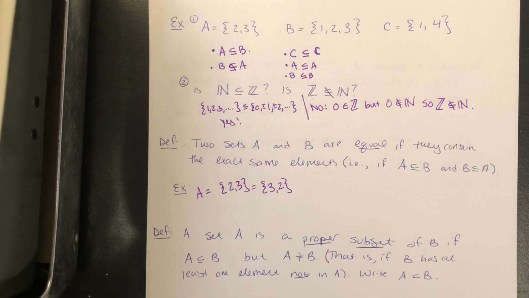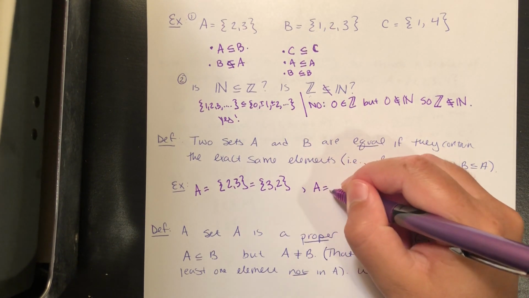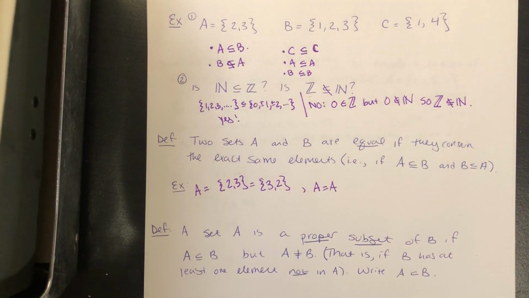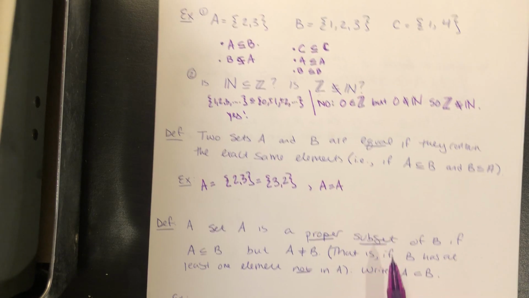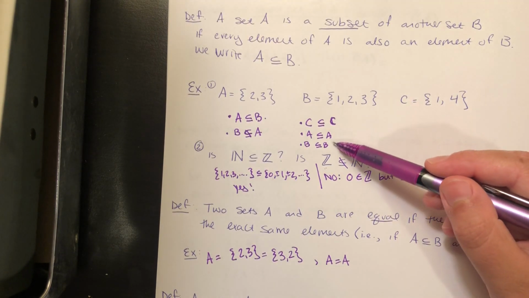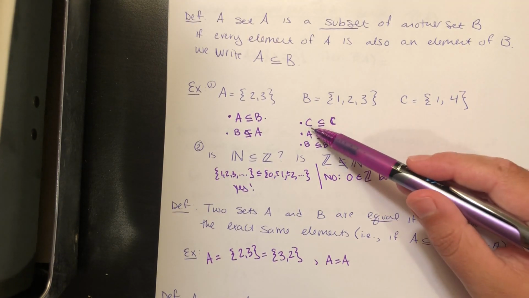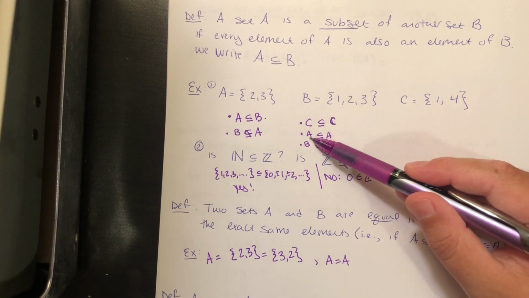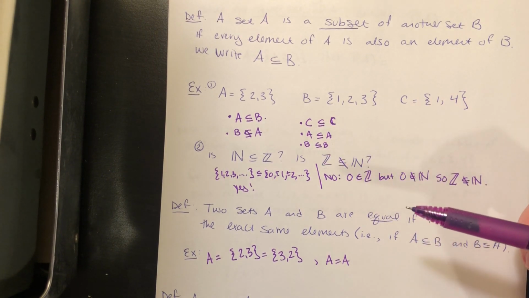Okay, so we don't have any other examples on here of two sets that are equal, although you could say something like A is equal to A or B is equal to B, etc. But in particular, for all of these three examples here of subsets, it's also the case that they're equal to each other. C is equal to C, A is equal to A, and B is equal to B.